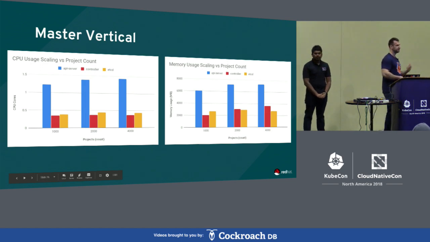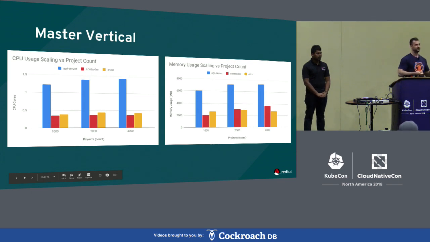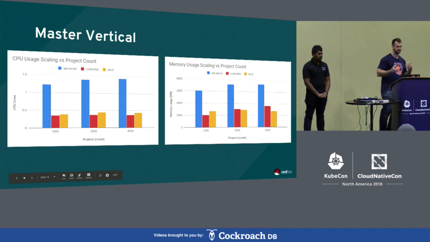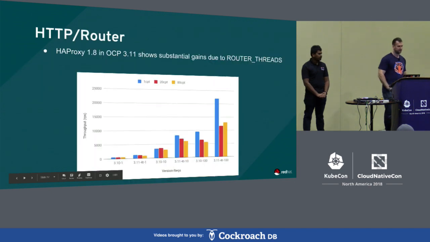As you can see, as we move to double the project count, quadruple the project count, the control plane scales much better than linearly. Once again, scalability is something that we pay close attention to, as we want to make sure that you can run as many projects as humanly possible with your objects in them.